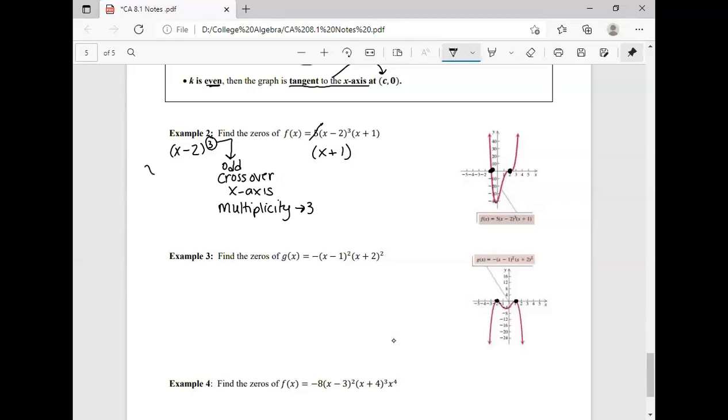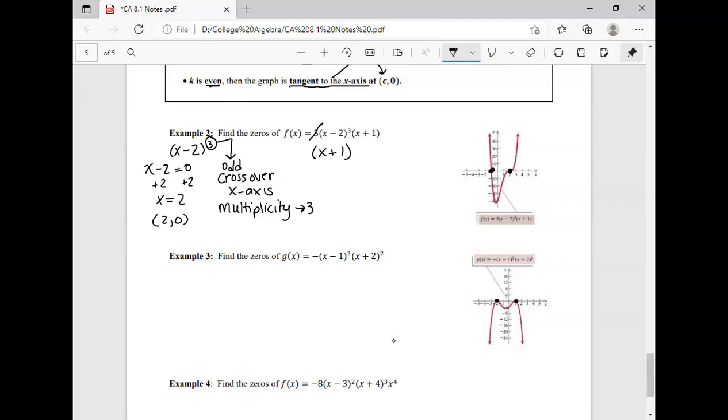So if I want to find the point that it's going to cross over, I'm still going to do the same thing that we've always done and say, well, set it equal to 0. And so I'm going to have an x-intercept at 2, 0, which it shows right here. At that point, it's going to cross over the x-axis, and there is a multiplicity of 3 because it's listed 3 times. That doesn't mean I'm going to have 3 dots. It just means I've got x minus 2 times x minus 2 times x minus 2, 3 times.